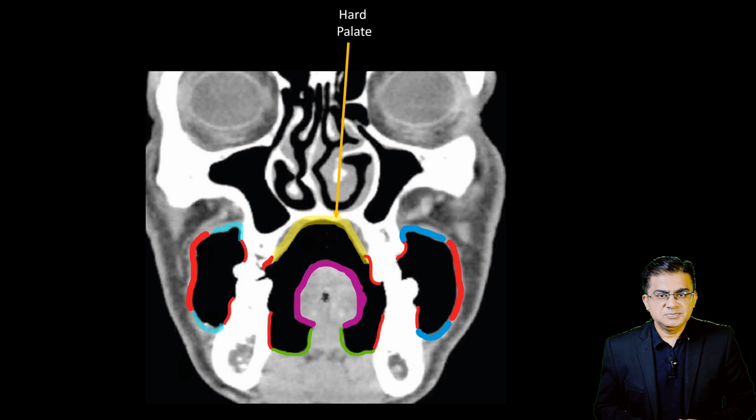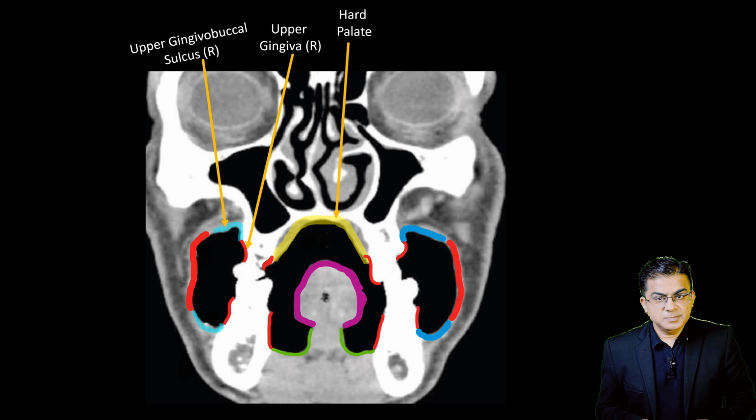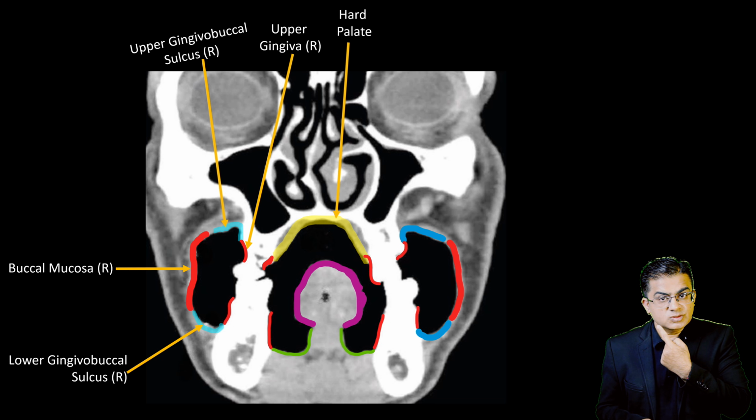Let me show you answers. The first subsite is hard palate. Then right upper gingiva, right upper gingivobuccal sulcus, right buccal mucosa, right retromolar trigone, right lower GB sulcus, right lower gingiva.